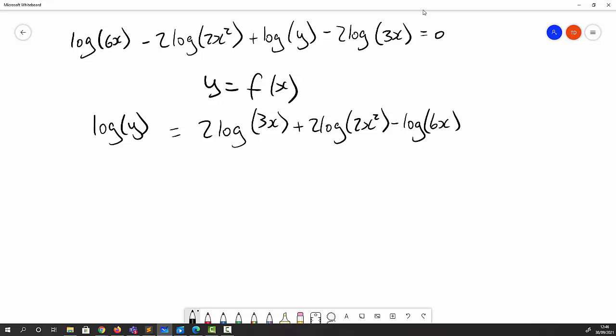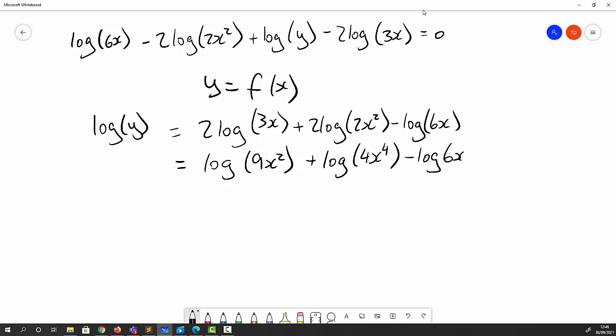Okay, so let me just do a little bit of simplification. Instead of having the 2 there, I can say that that's the same as log 9x squared plus, and I've got 2, yeah, so I'm going to simplify that. So I'm going to get log of 4x to the power of 4 minus log 6x. Okay, everybody comfortable with what happened there? So I've just taken this 2 there and this 2 there. Yeah, okay, thanks Samuel.